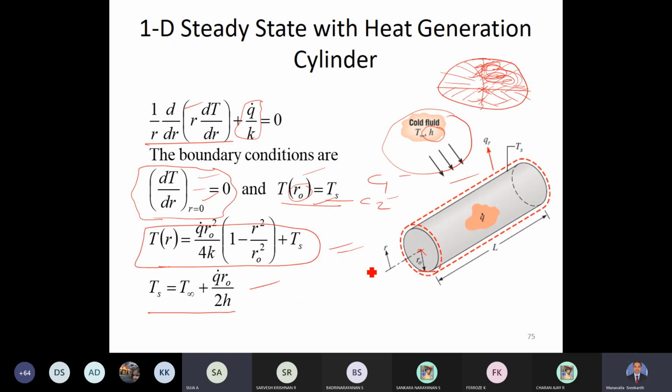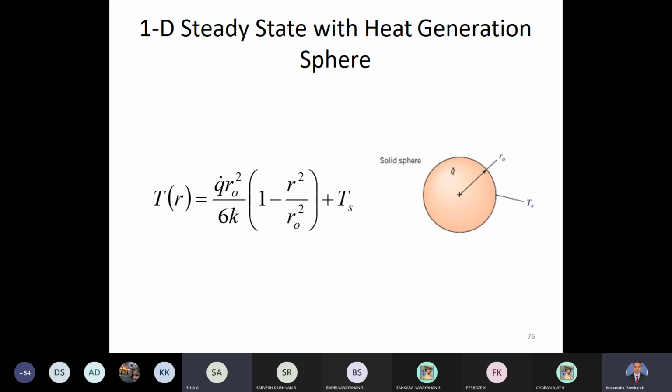Q is equal to, either you take a control volume on the surface and apply the same condition, heat conducted is equal to heat convected. You will be able to find out what is the heat transfer. Next we have this sphere.